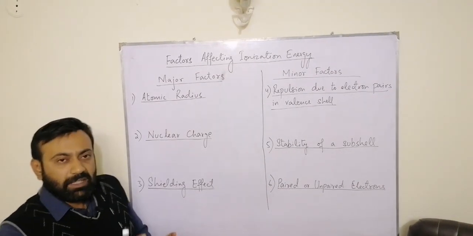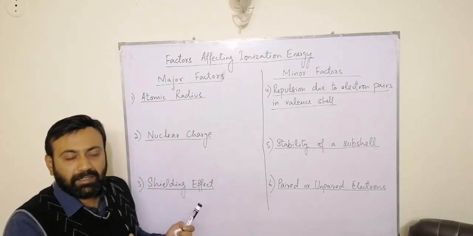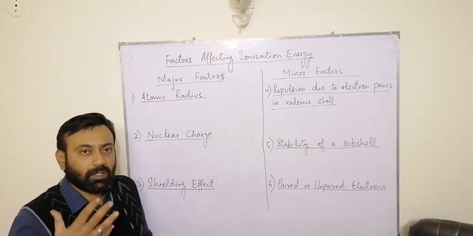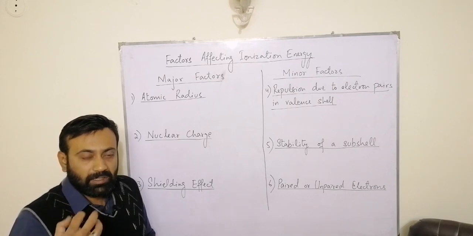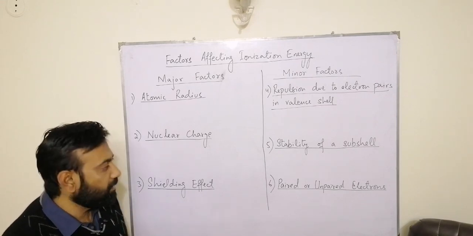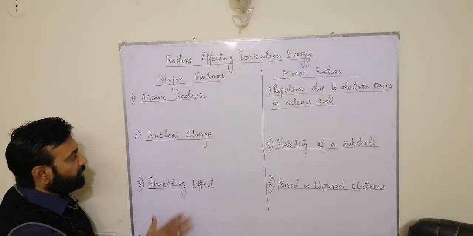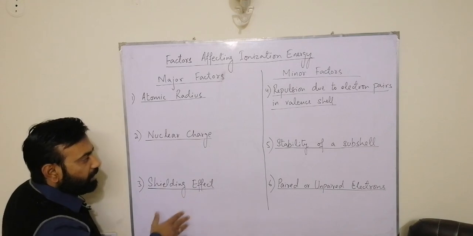You need to learn these factors in the sequence that I am writing these factors in, because this is according to the strongest factor first and the weakest factor at the end. So atomic radius is the strongest factor, then comes nuclear charge, then comes shielding effect.